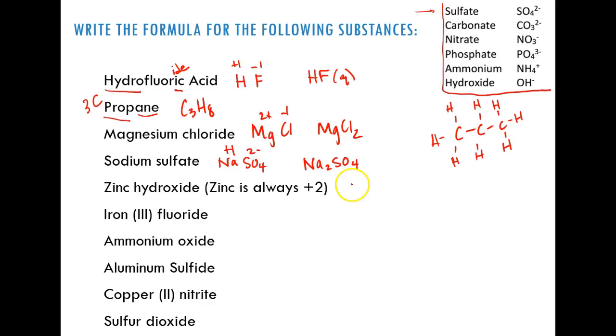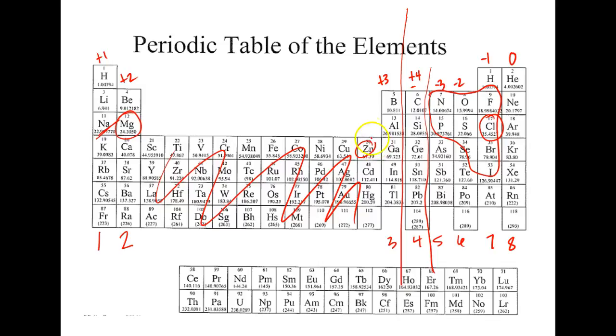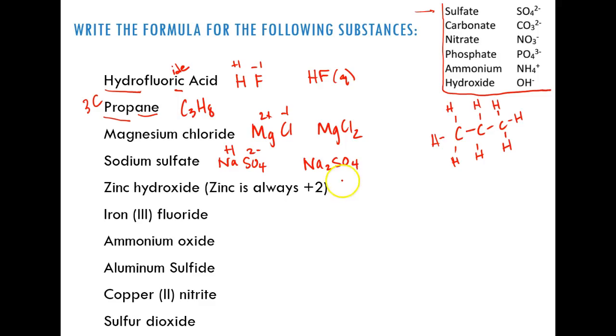Zinc hydroxide. It tells us here zinc is actually a transition metal, and Dr. Hansen will provide the charge for those. Zinc is +2. Hydroxide is right here, OH -1. This is a polyatomic. It has more than one element, so when we crisscross, we need parentheses and a 2. Zn(OH)2.